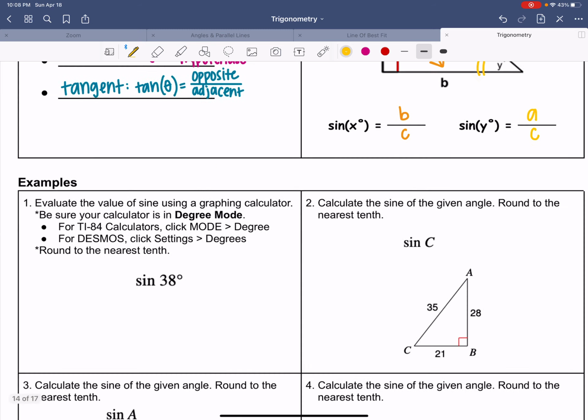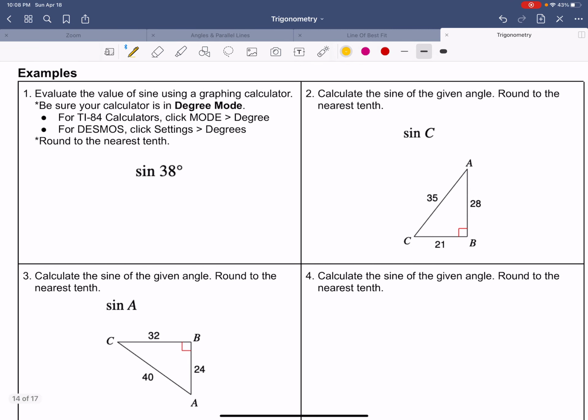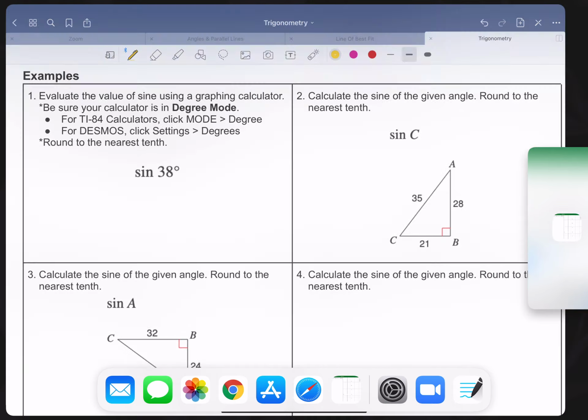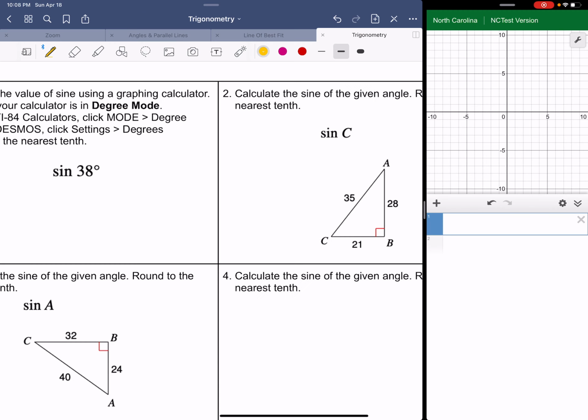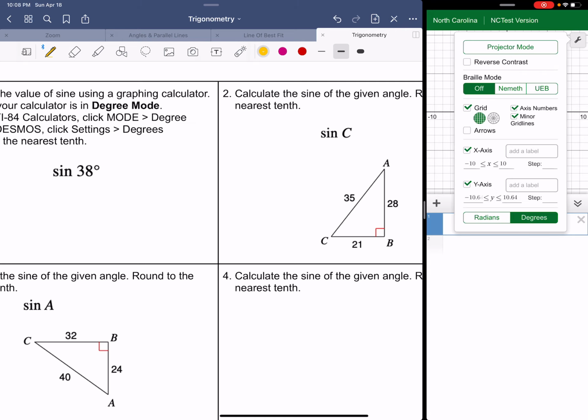So now let's look at some actual examples with some numbers. I'm going to open up Desmos. And before we even get started with anything, I want you to click in Desmos, that little tool button, which is your settings, and make sure that you have degrees selected instead of radians.